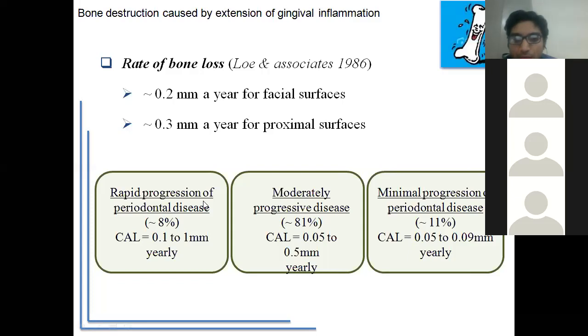It was classified into rapidly progressive, moderately progressive disease, and minimal progressive disease based on the rate of loss of attachment: 0.1 to 1 mm yearly, 0.05 to 0.5 mm, and 0.05 to 0.09 mm. This was the rate of bone loss.